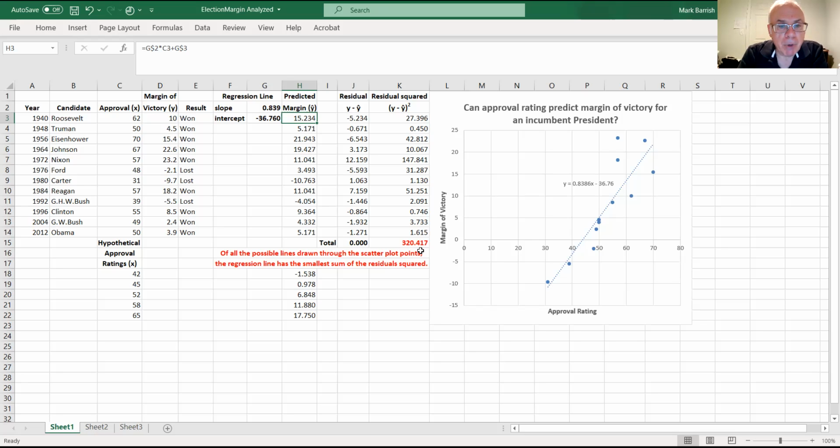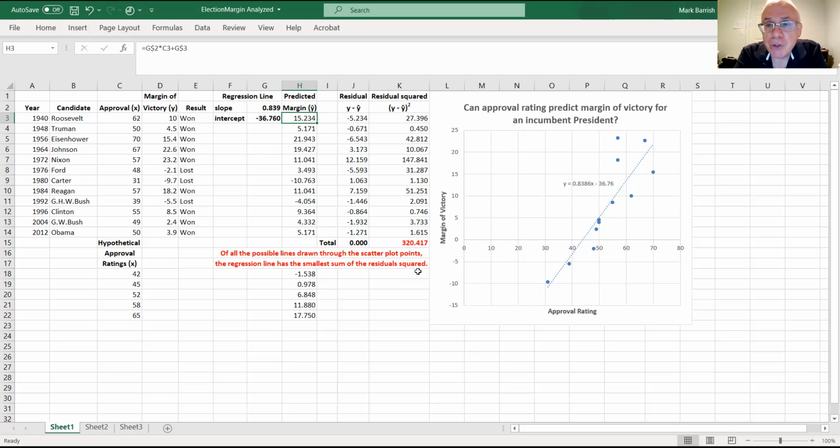All right, so I wrote this down in red here. Of all the possible lines drawn through the scatter plot points, the regression line has the smallest sum of the residual squares, this number. All right, so now we know what the line of best fit is and why it was chosen. The question is, how do we use it? Well, we use it to make predictions.